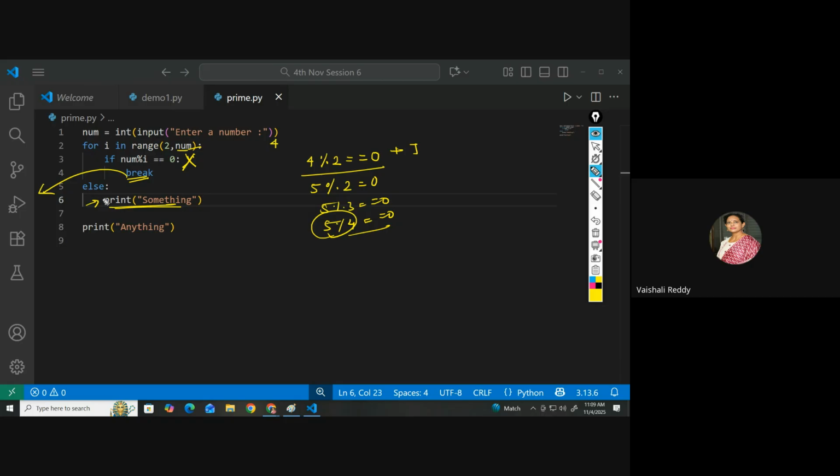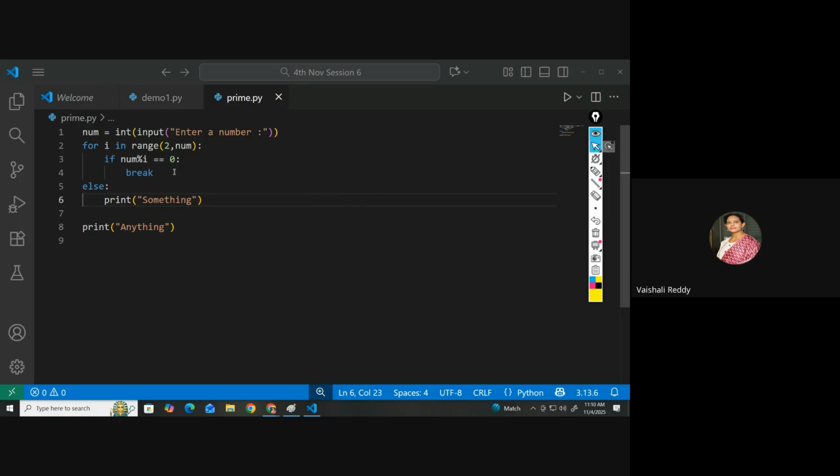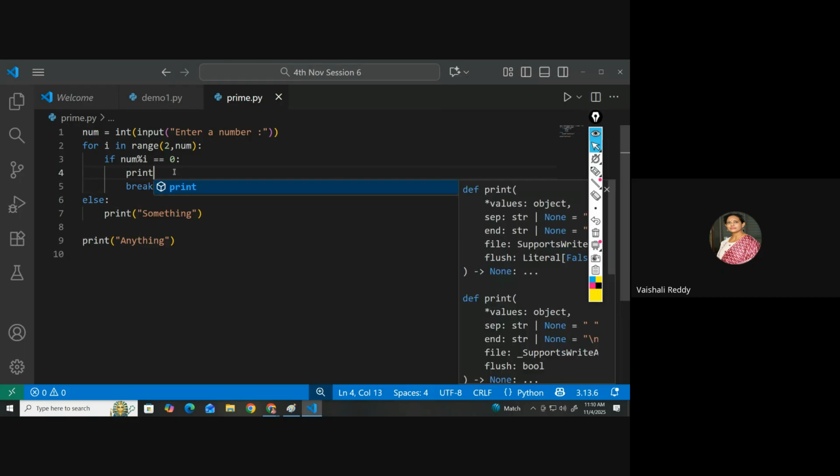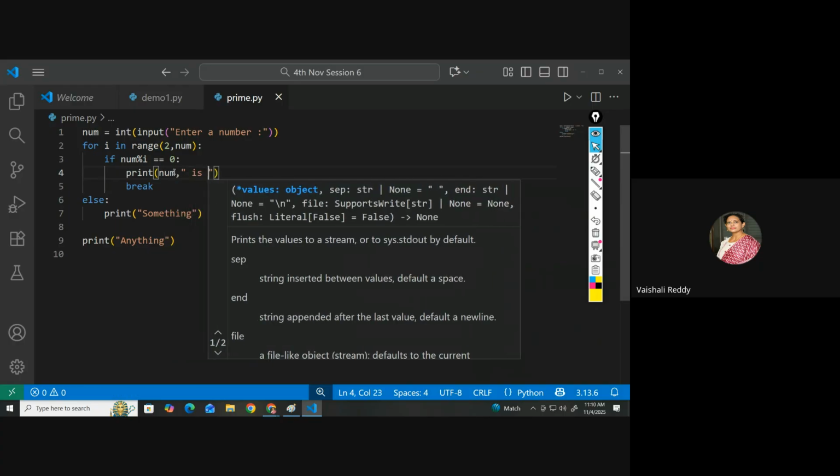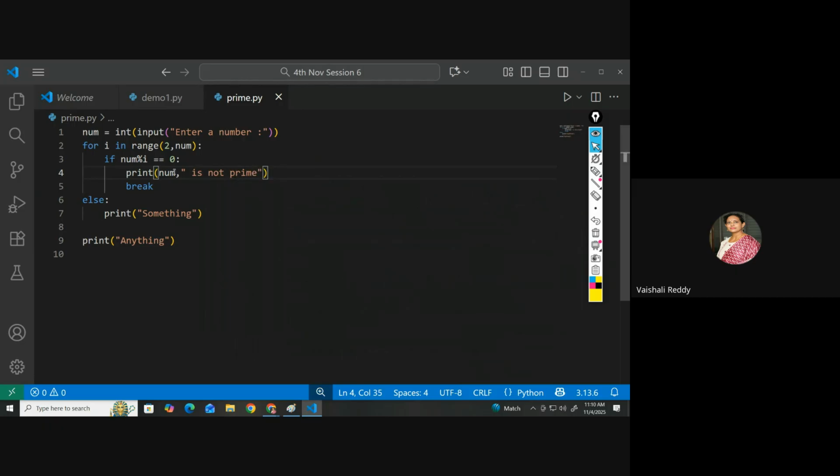So now tell me, if I am in the else part, that means my for loop completely ran to its execution and there was no break. Let me ask in another way. If there was a break, is the number a prime number or not? If there was a break, it is not a prime number. तो जहां पे हम print anything लिख रहे हैं, so can I write here print num is not prime? Do you all agree with me? And then we can say break.